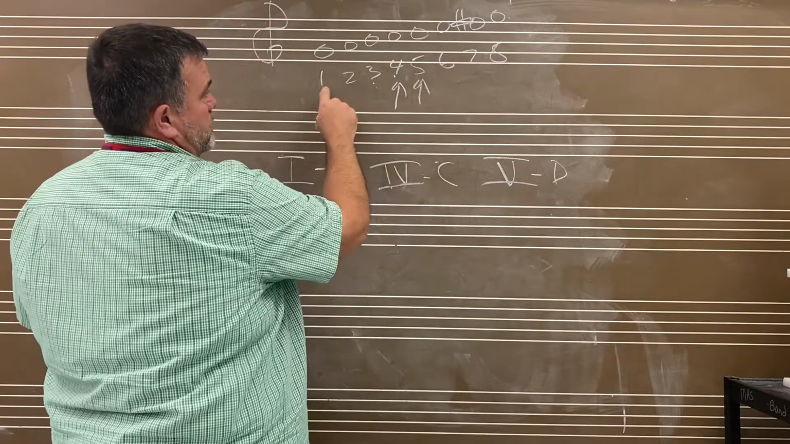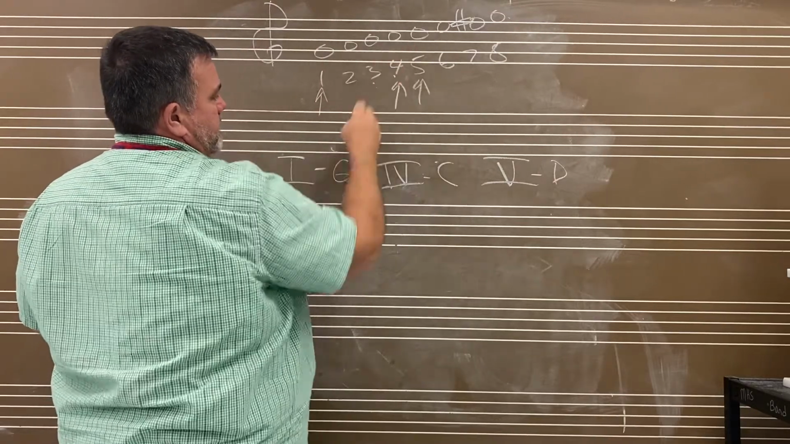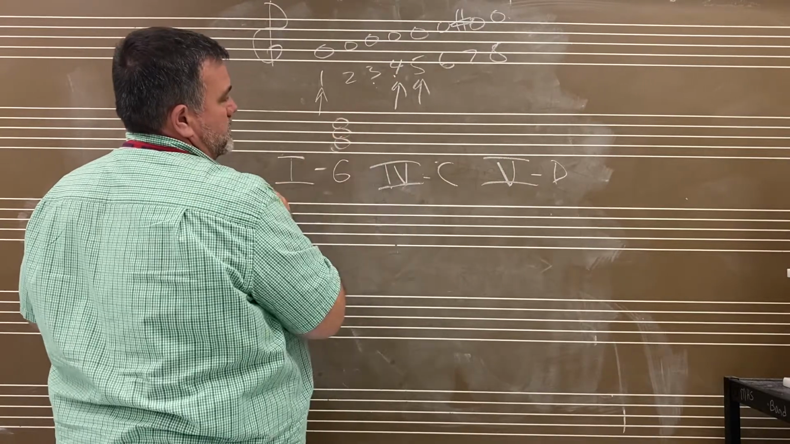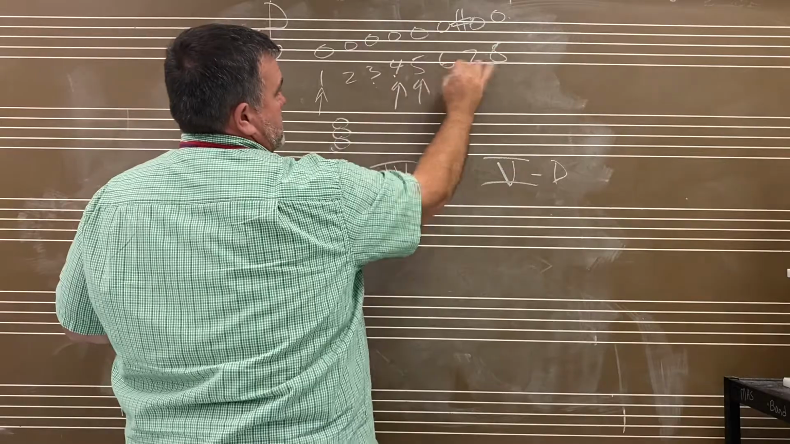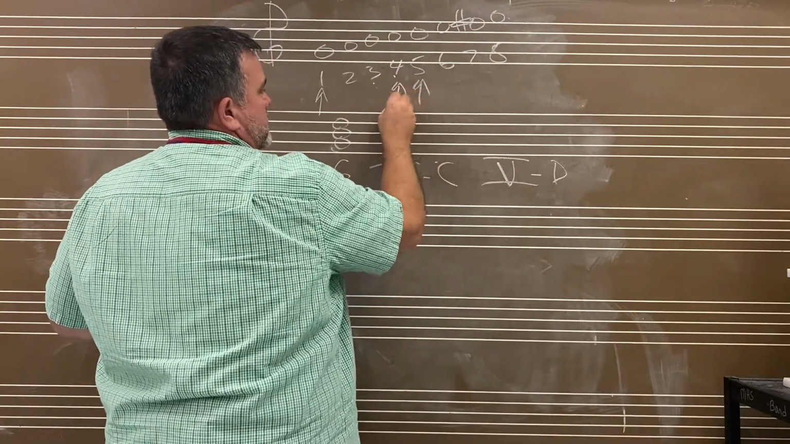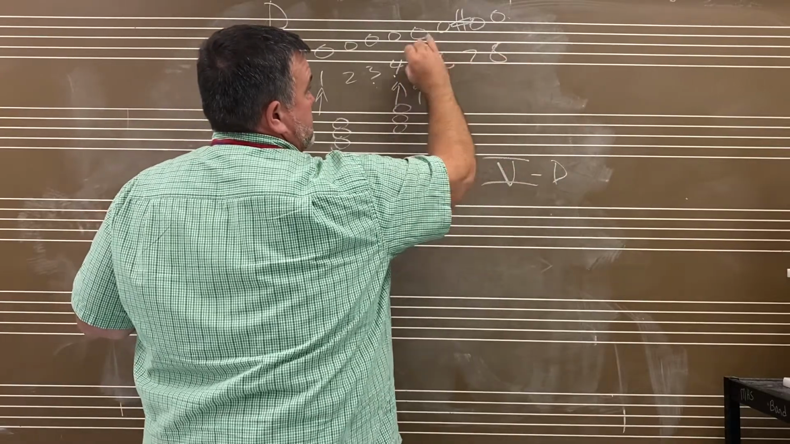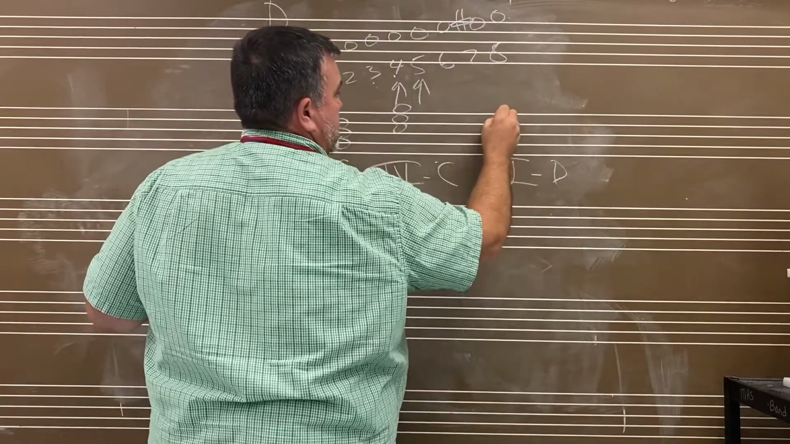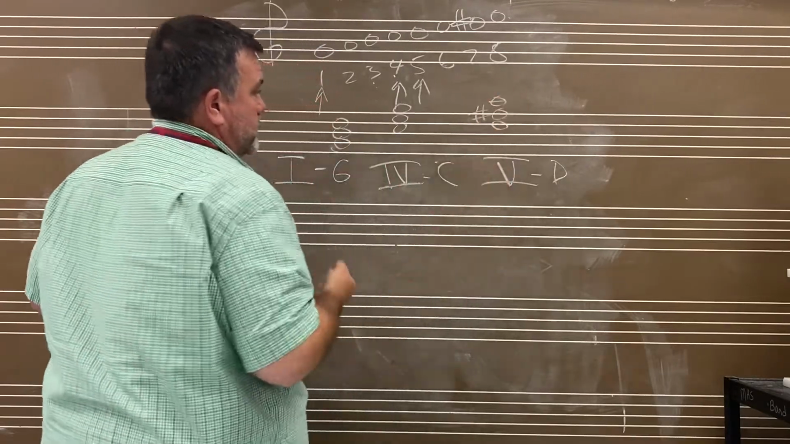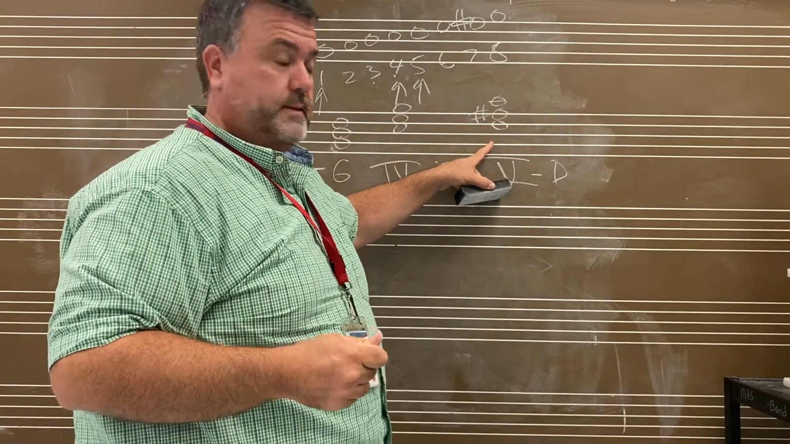Okay, so the 1 chord is a G, so 1, 3, 5: G, B, and D. The 4 chord is 4, 6, 8: C, E, and G. And then your 5 chord is 5, 7, 9: D, F sharp, and A. So trumpet, tenor, there's your chord tones for the 3 primary chords.